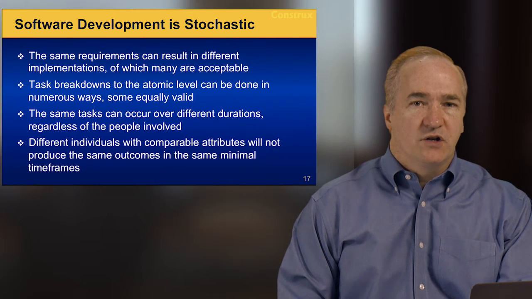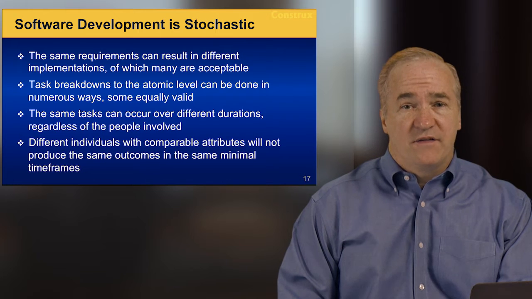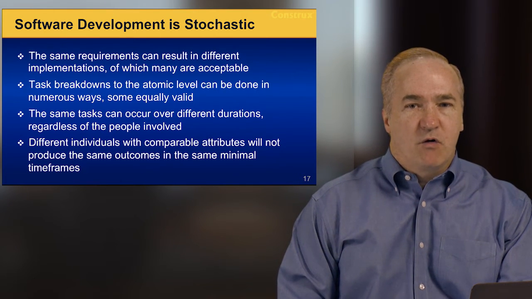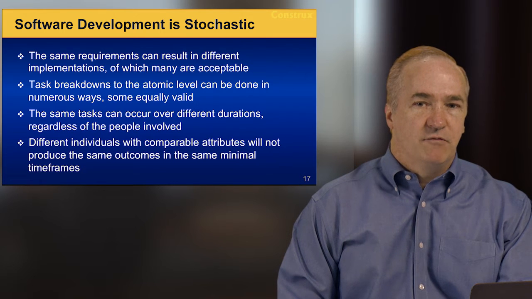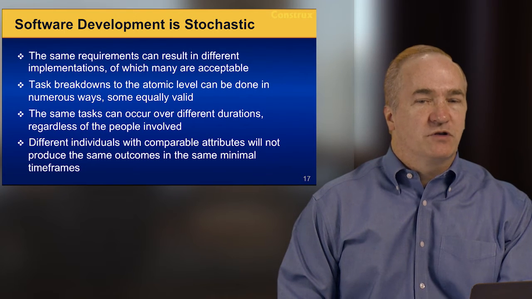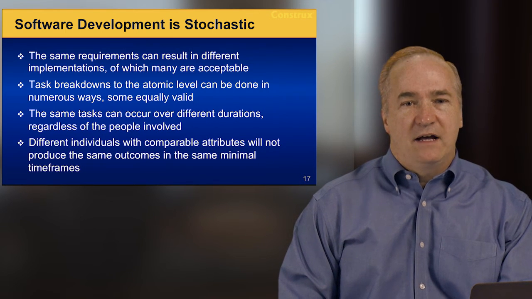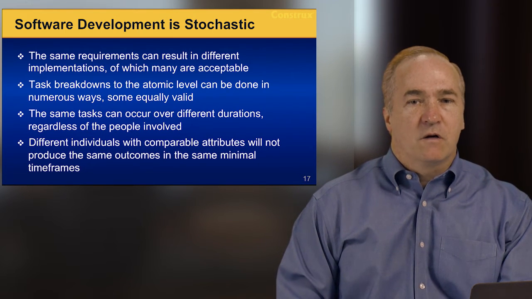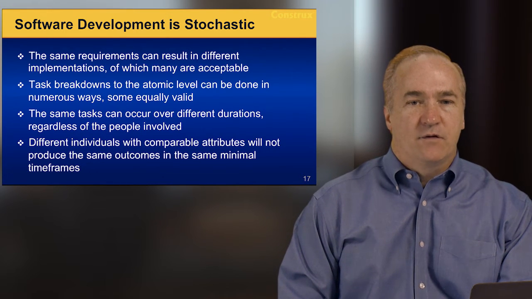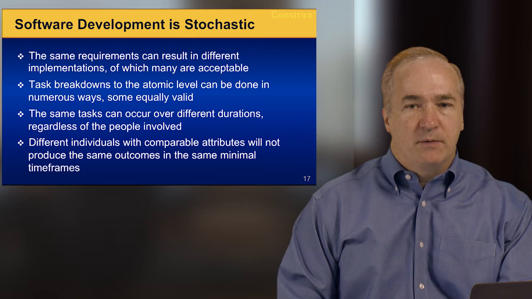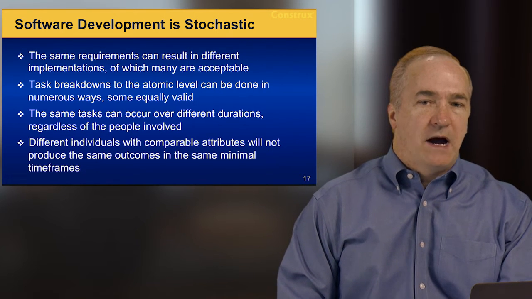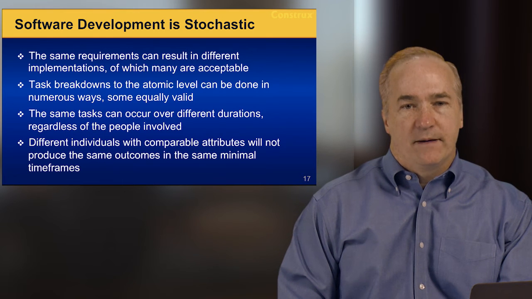Why is this so important in software projects? Well, software projects are generally in domains of high uncertainty. Software development is a stochastic activity. The same requirements can result in different implementations, of which many are acceptable. Task breakdowns to the atomic level can be done in numerous ways, some that are equally valid. The same task can occur over different durations, even if the same people are doing the same types of work. And of course, different individuals with comparable attributes in terms of skill, knowledge, and experience won't produce the same outcomes in the same minimal time frames.